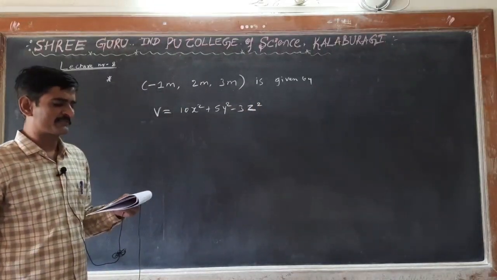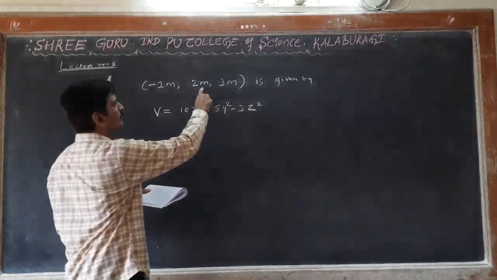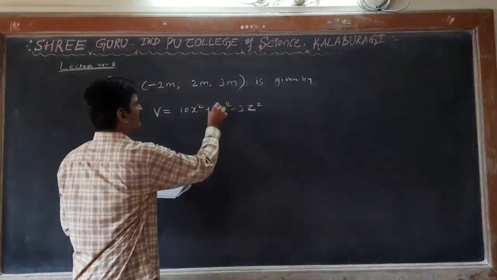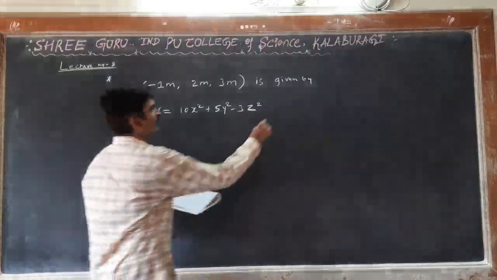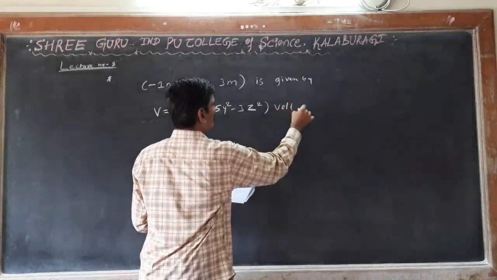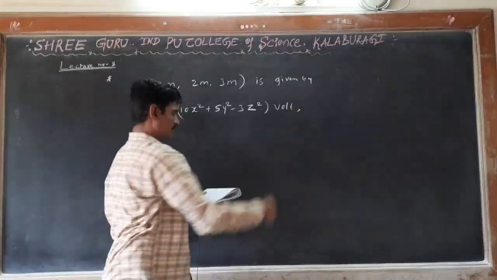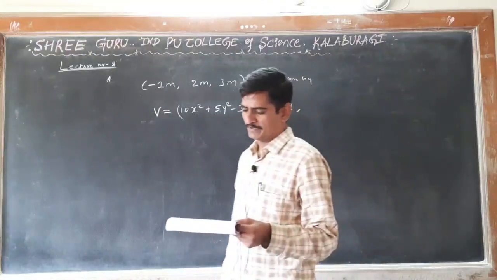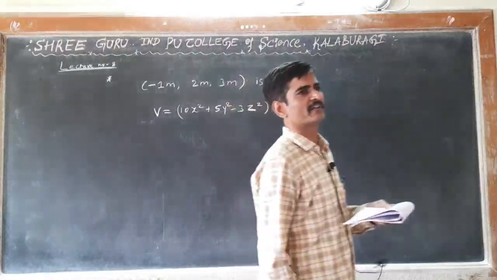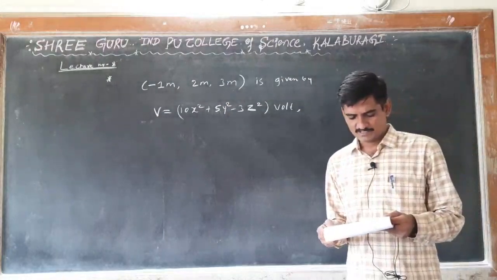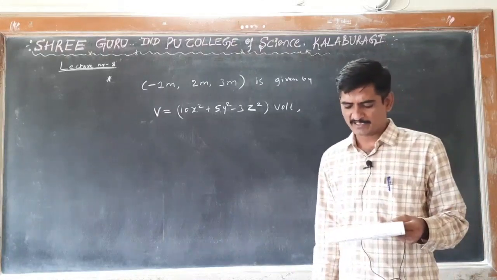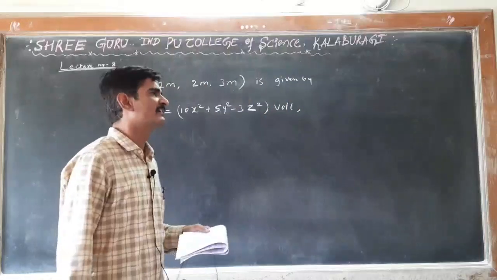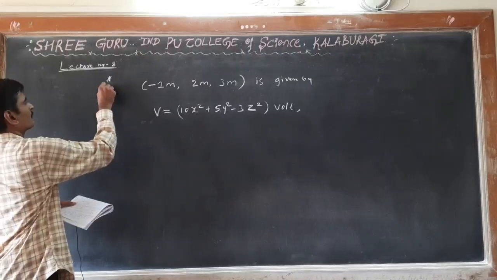If the potential in the region of space around the point (-1 m, 2 m, 3 m) is given by V equal to 10x² + 5y² − 3z² volt, calculate the 3 components of the electric field at this point. So this is the problem.